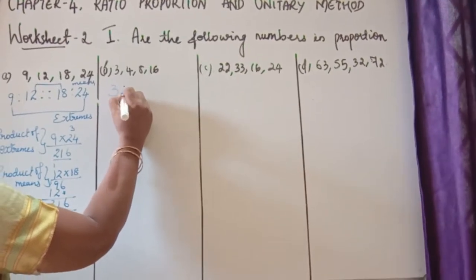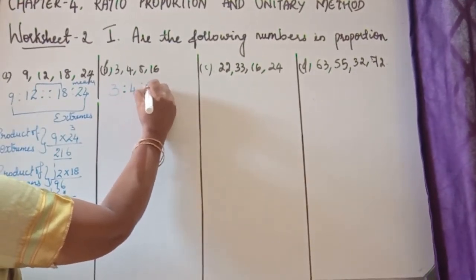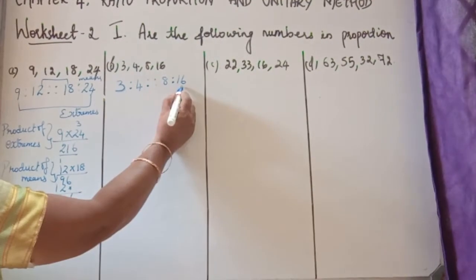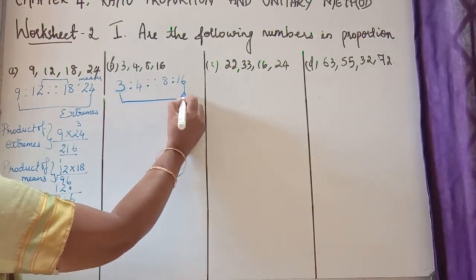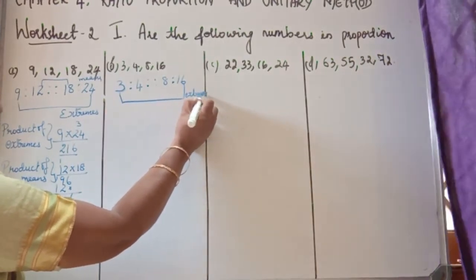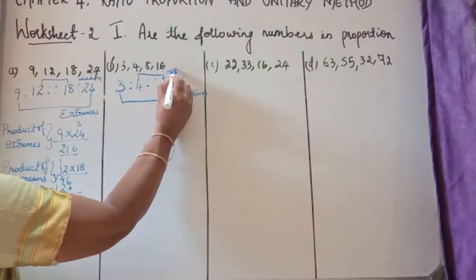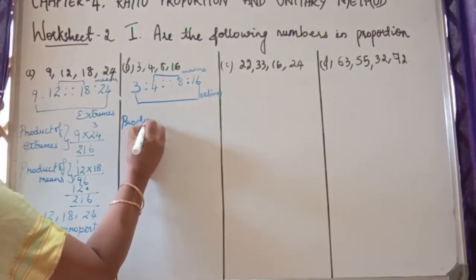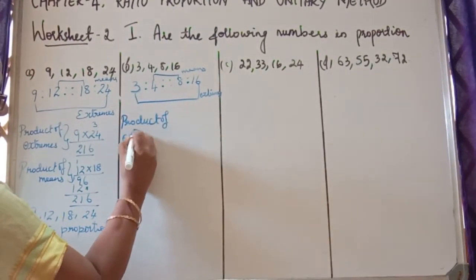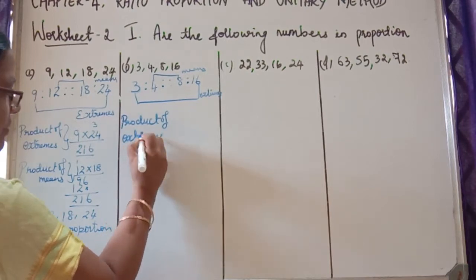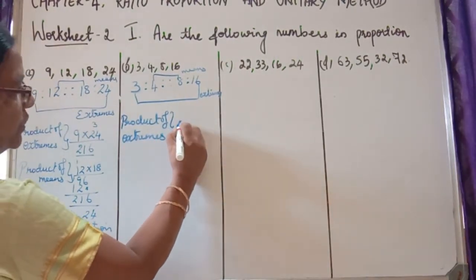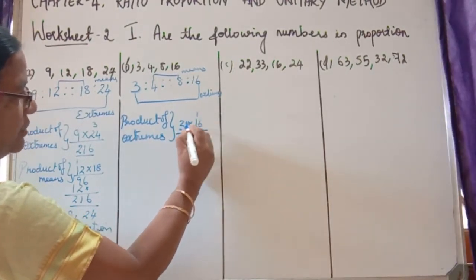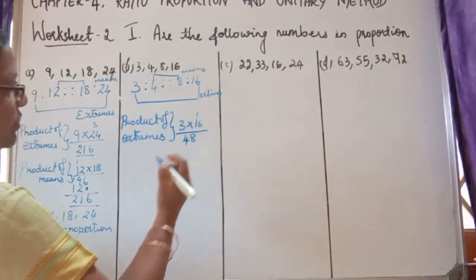First you write in the proportion form. 3 is to 4 as 8 is to 16. Now 3 and 16 are extremes. 4 and 8 are called means. So we are going to find out the product of extremes. Now 3 into 16. 3 6s are 18. Remainder 1. 3 1s are 3. 3 plus 1, 4, 48.